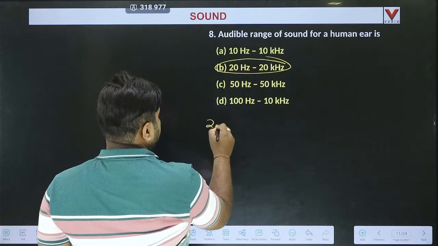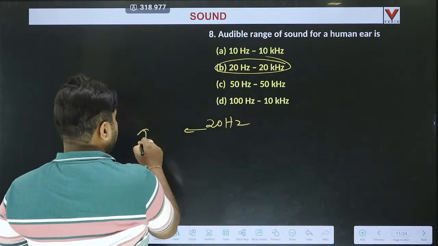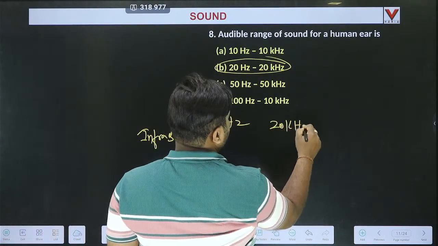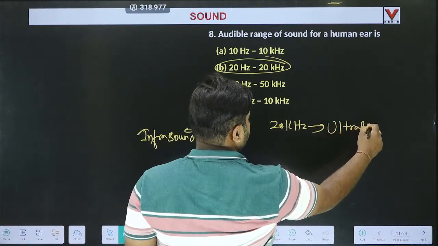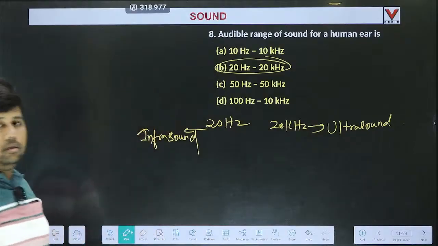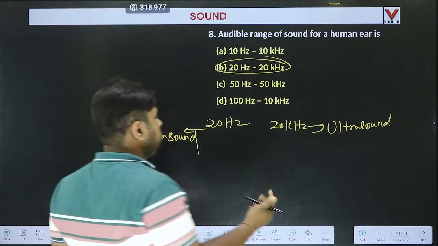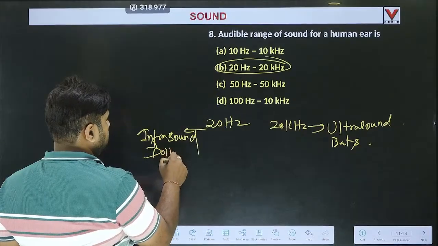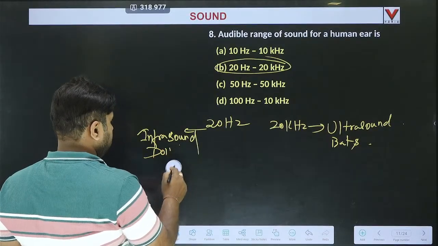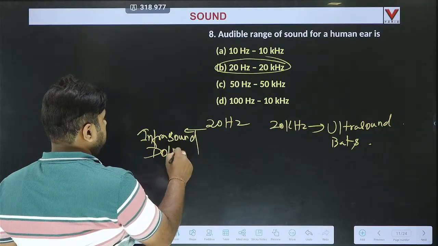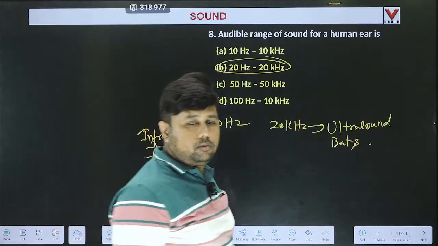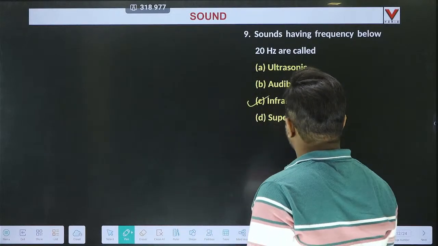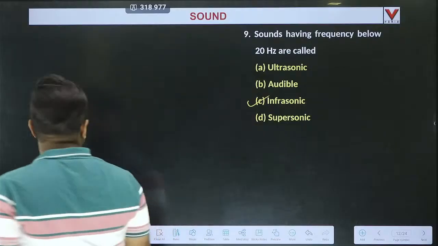Any sound whose frequency is below 20 hertz is called infrasound. And above 20 kilohertz is ultrasound. Bats produce ultrasound. Dolphins produce infrasound. Sounds having a frequency below 20 hertz are called infrasonic. So actually this is the frequency.